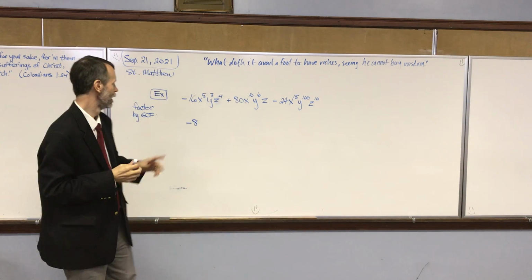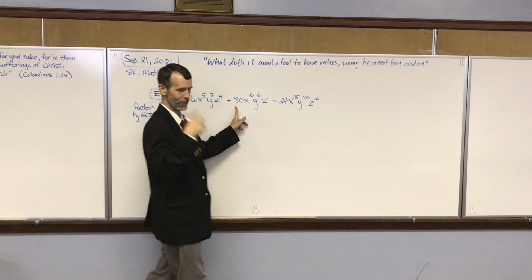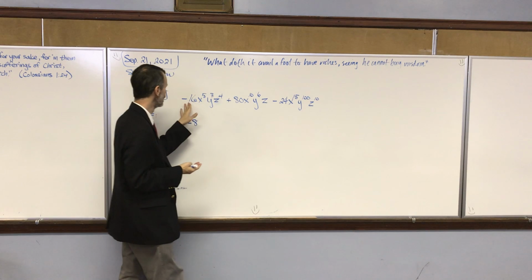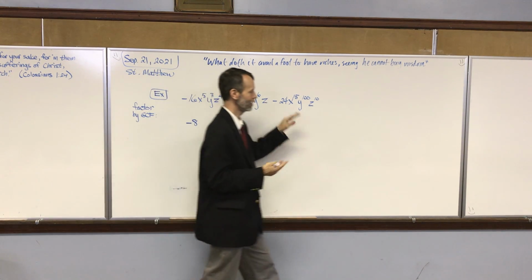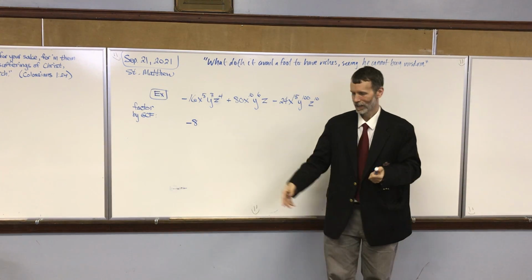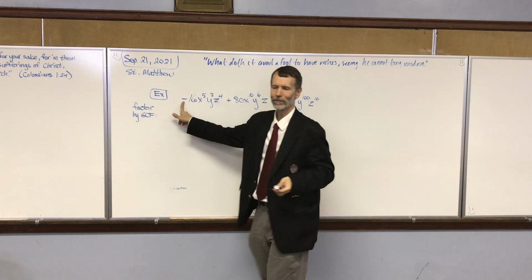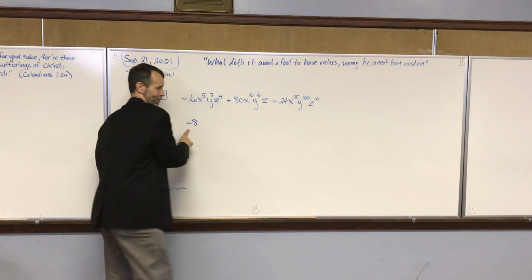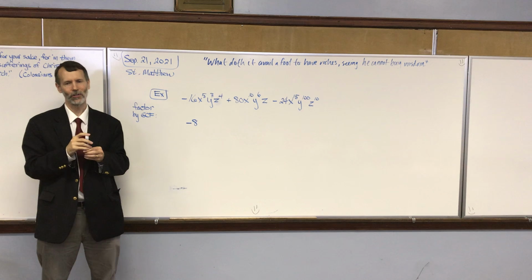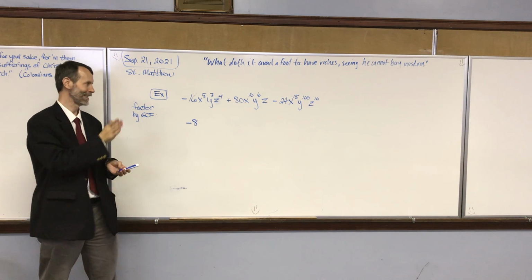Now, looking at the numbers so far, just to summarize the last 30 seconds, the biggest number that can divide into all three of these is 8. But since the first term is negative, you pull out a negative version. So it's negative 8. Now, question. Do these have any letters in common?